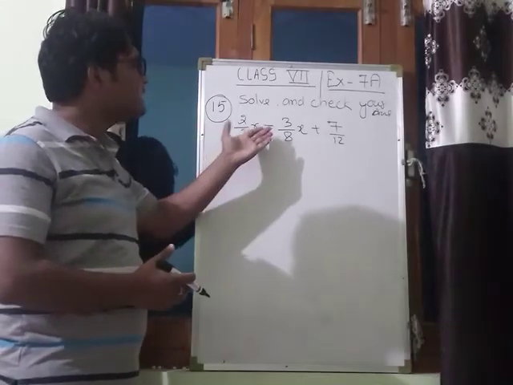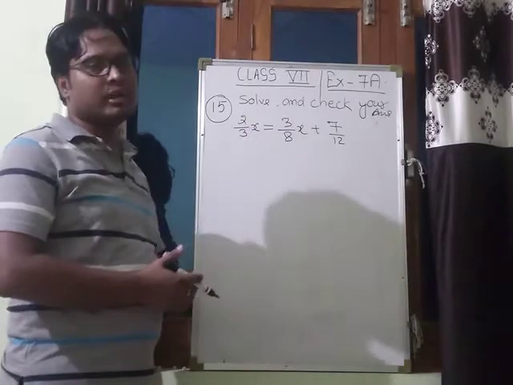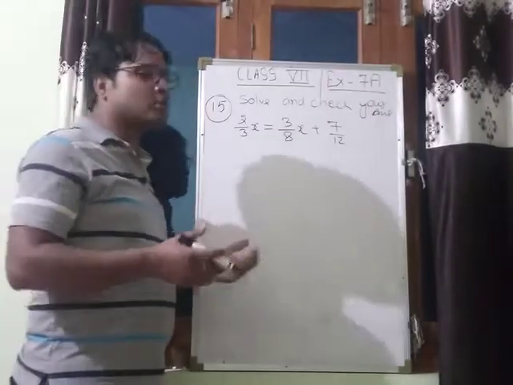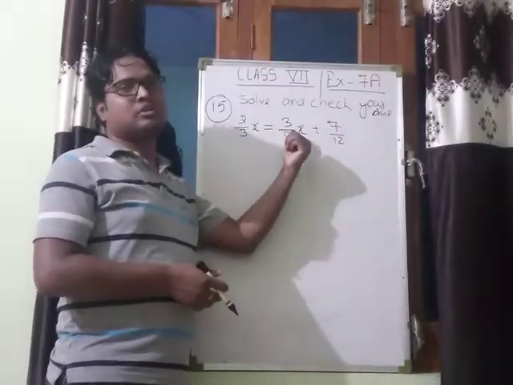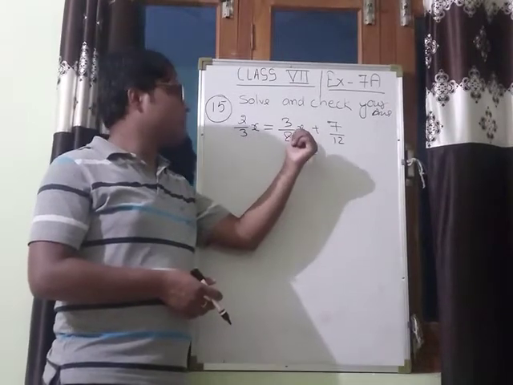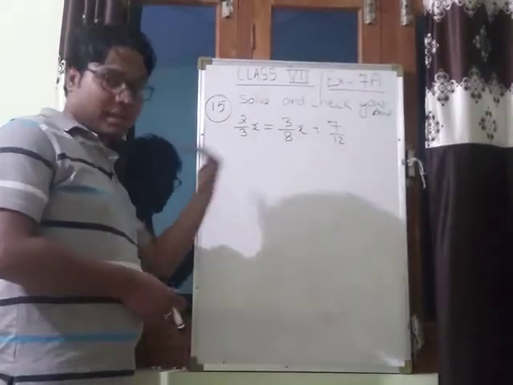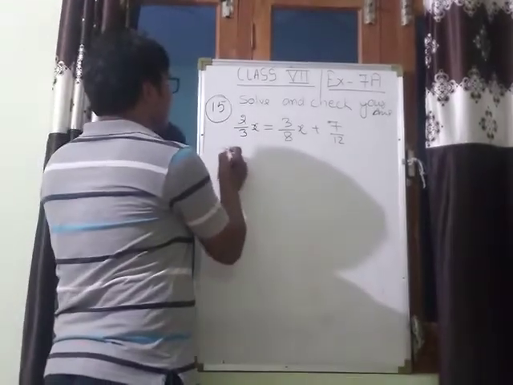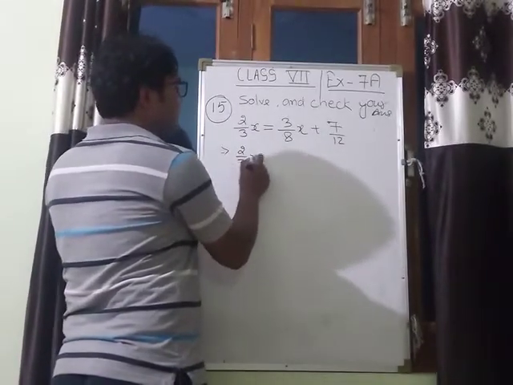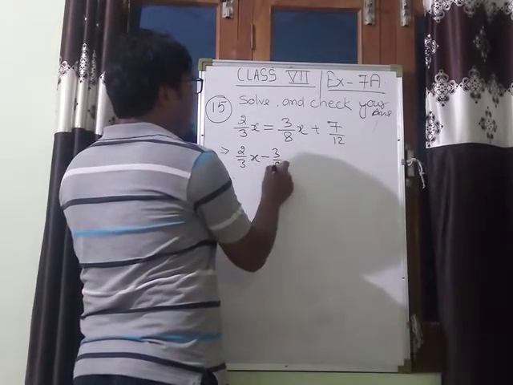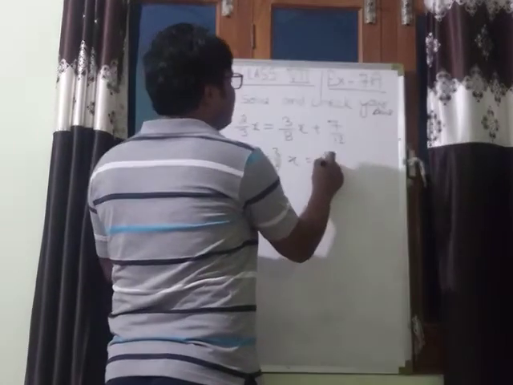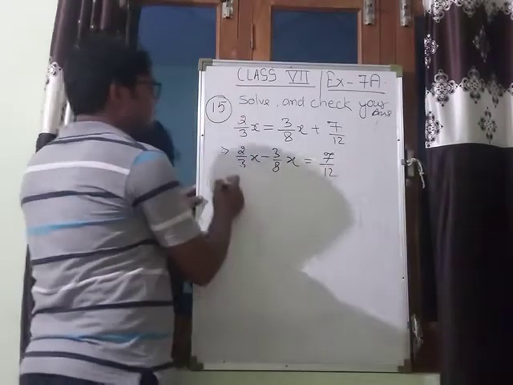Solve 2 by 3x is equal to 3 by 8x plus 7 by 12. So what is the process? Transfer the term which has x to the left side. What we have? We have 2 by 3x minus 3 by 8x, that is equal to 7 by 12.